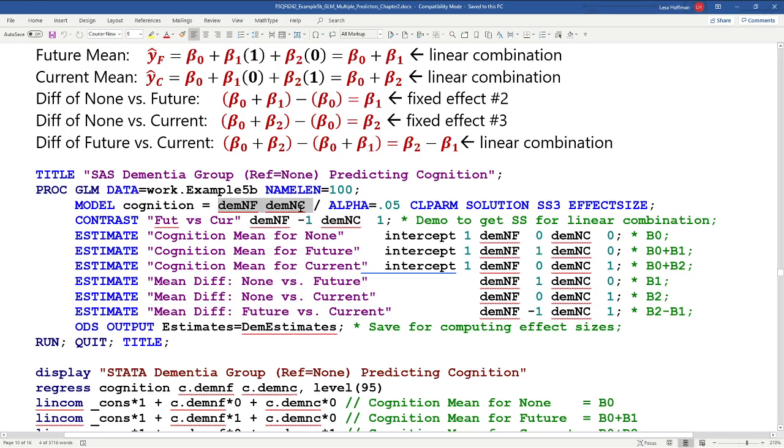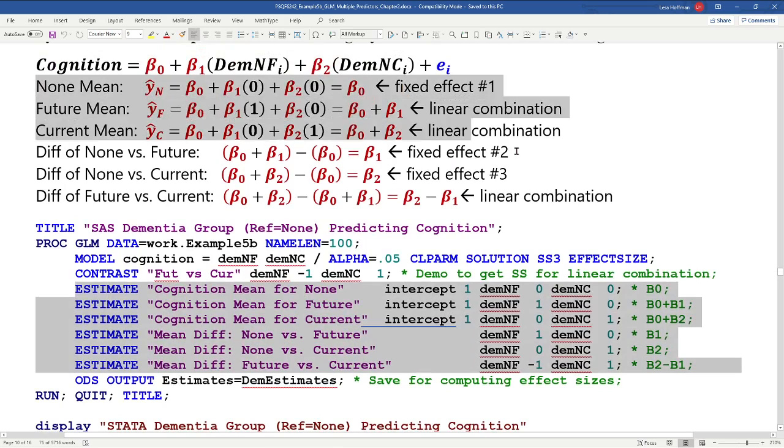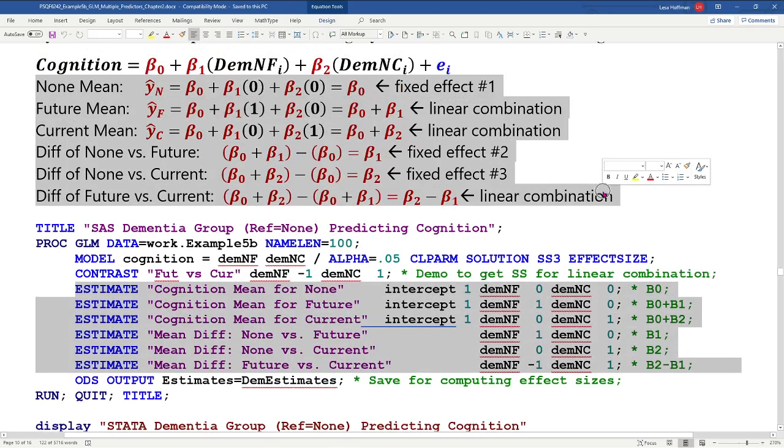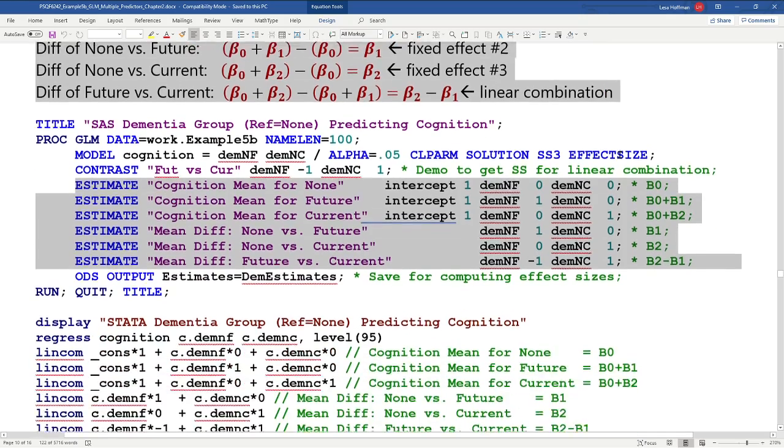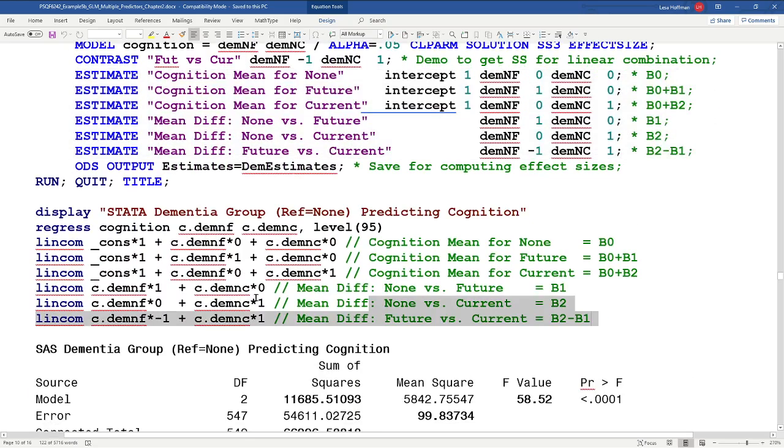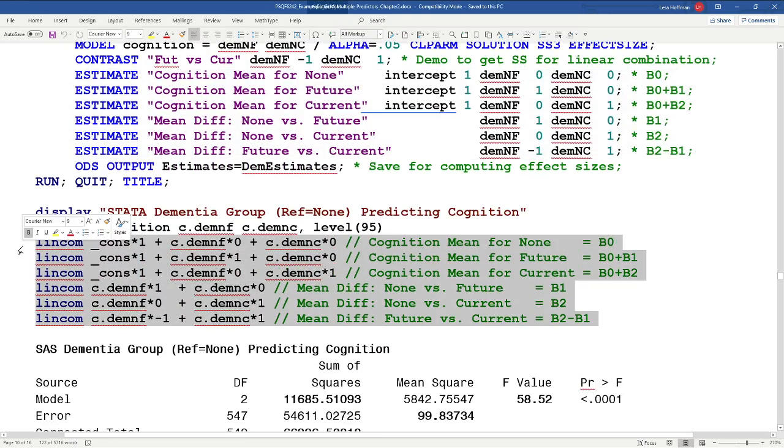When I put the two predictors in the model, I can then write out estimate statements that directly follow the logic up here, the 3 group means, then the 3 group mean differences. And the same is true in Stata using LinComs as well.